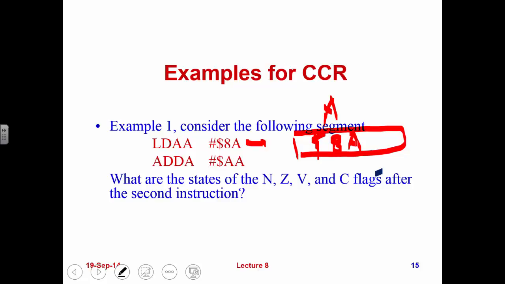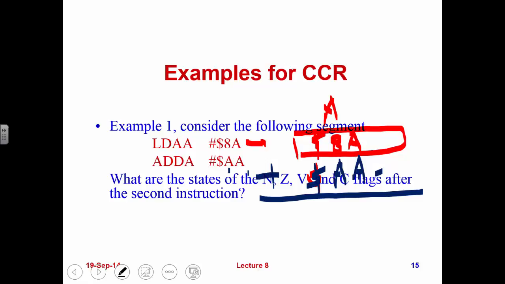Next, we add this new value AA to the value in accumulator A. So we need to add AA to 8A, these two numbers together. After we add these 2 numbers, we should have the new value saved in A. Make sure the new result is also saved in A.